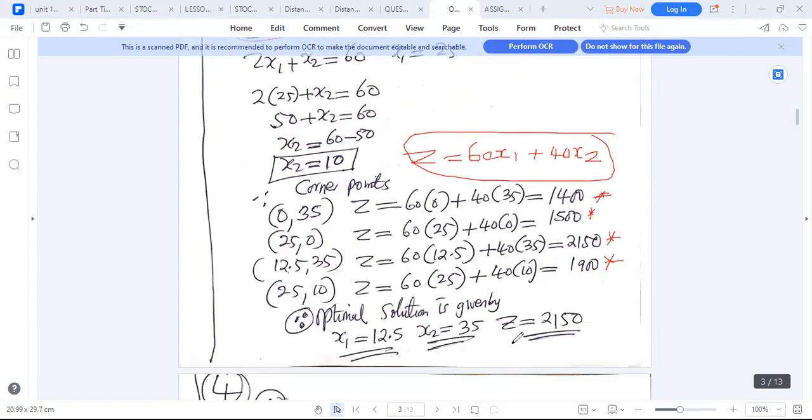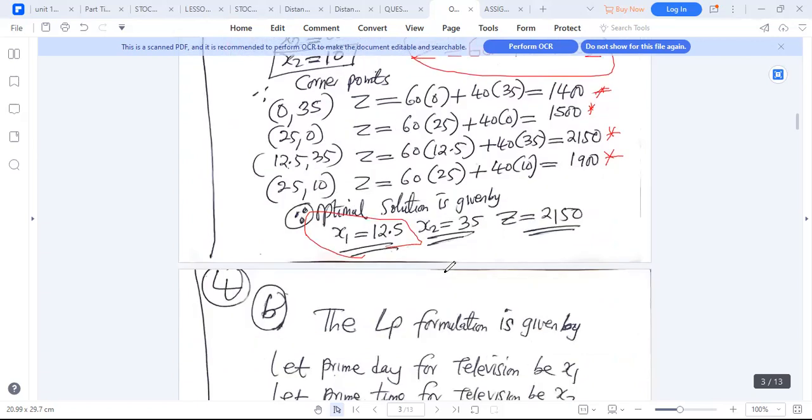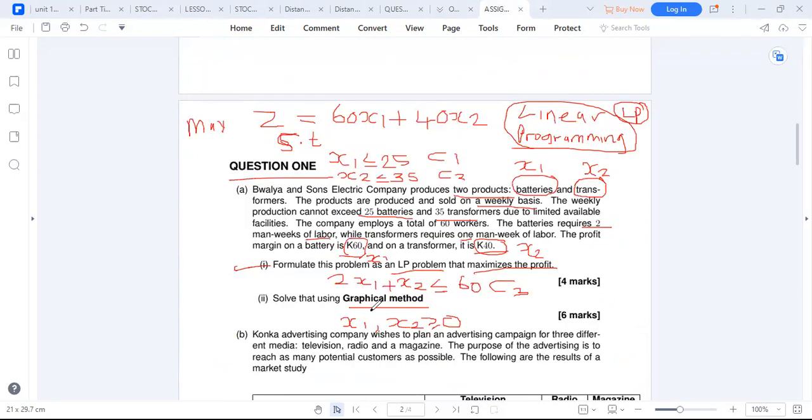So meaning that the optimal solution is given by x1 should be 12.5 batteries, and then x2 should be 35 transformers, and to give us a maximum profit of 2,150. That answers the first part of question 1. The first part of question 1 is cleared. So we have solved the question for 10 marks, the first one.